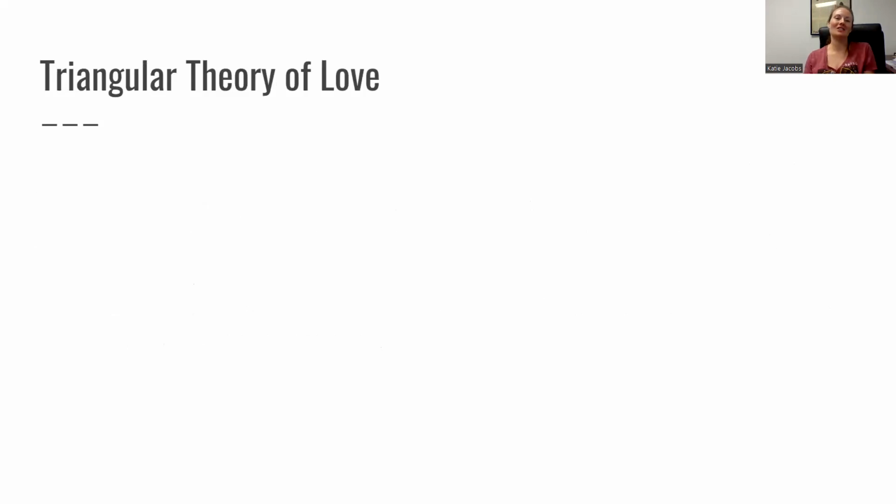Which moves us on to the triangular theory of love. And I think this one's awesome because this theory was developed by Sternberg, which we saw when we discussed the triarchic theory of intelligence. It is the same researcher. And I always joke that he must really love triangles because he has two of them that have three parts. So the triangular theory of love indicates there are three parts to any type of love.